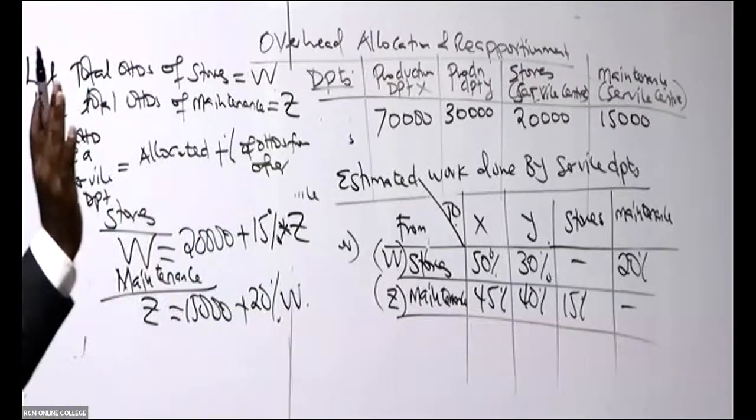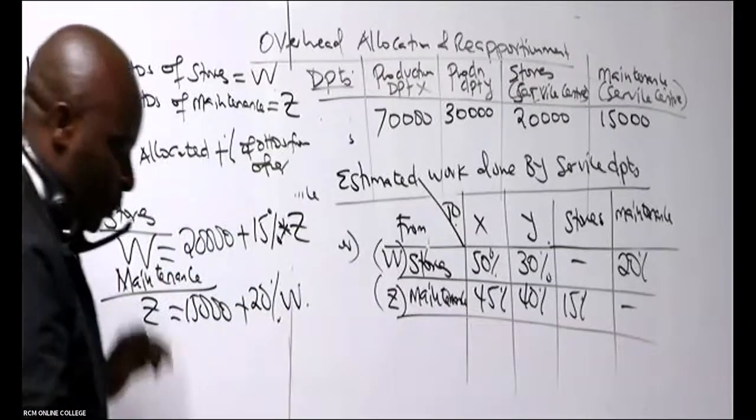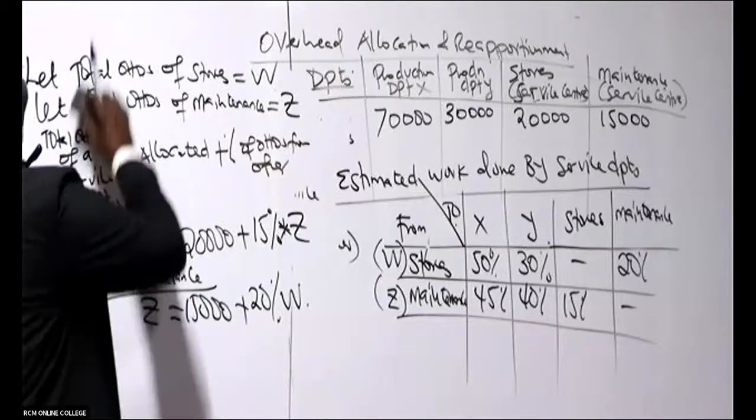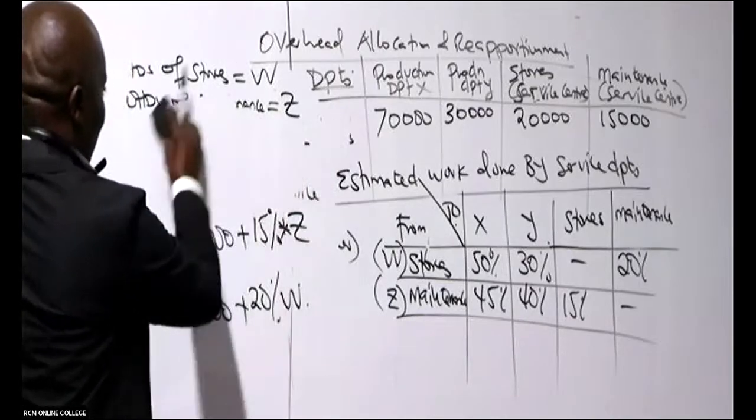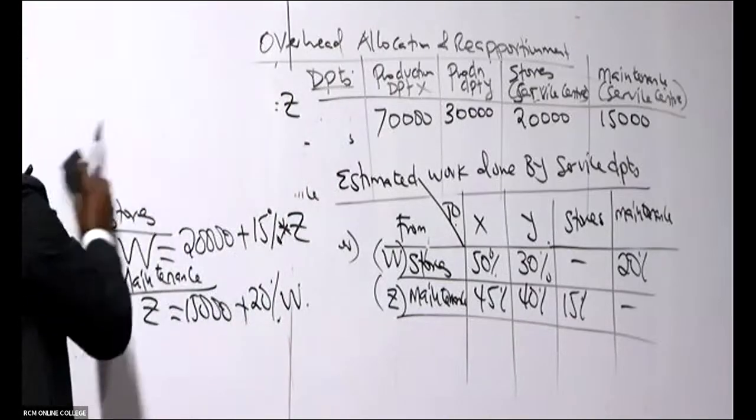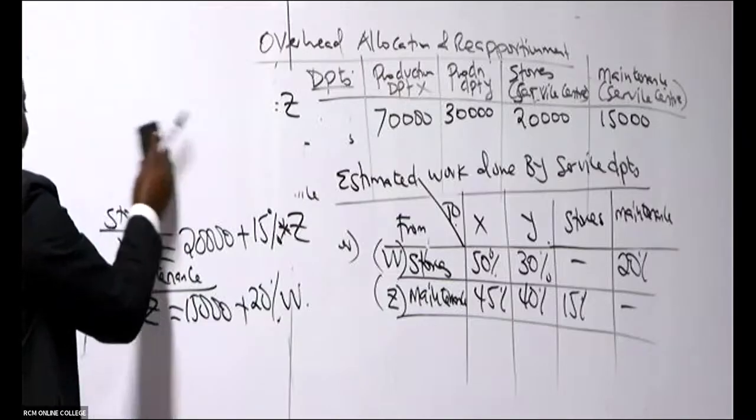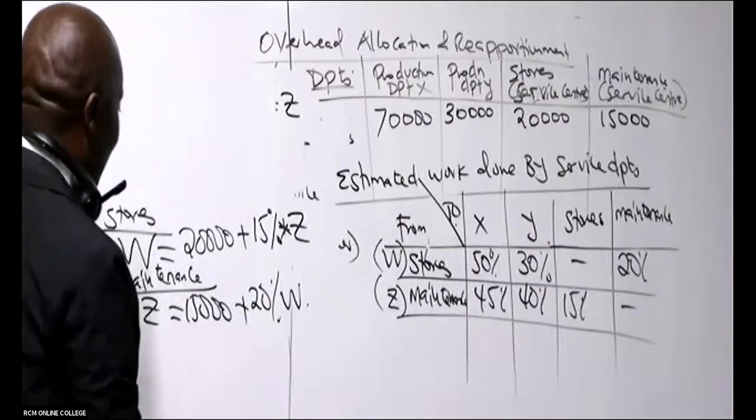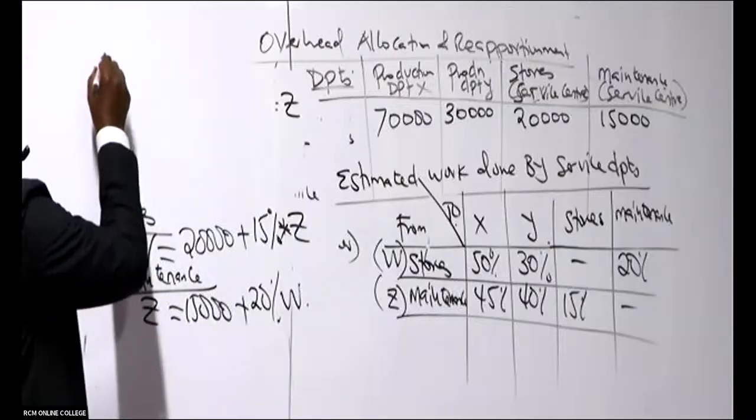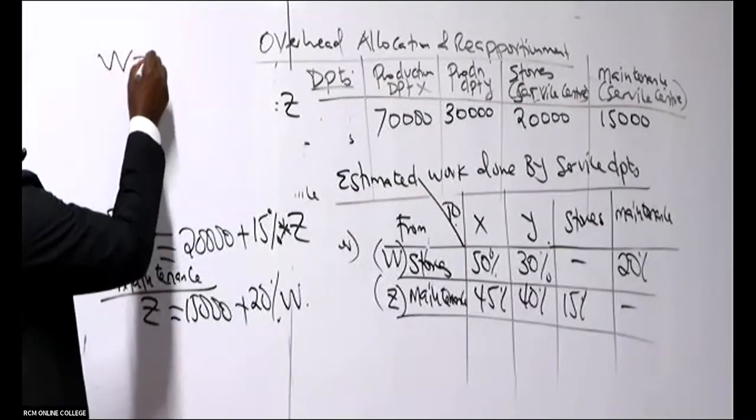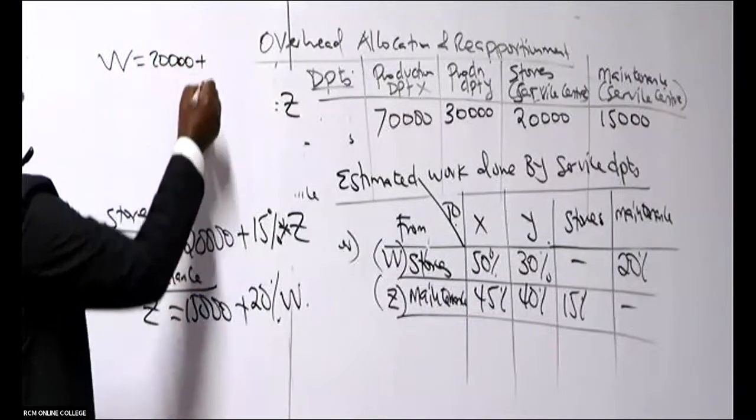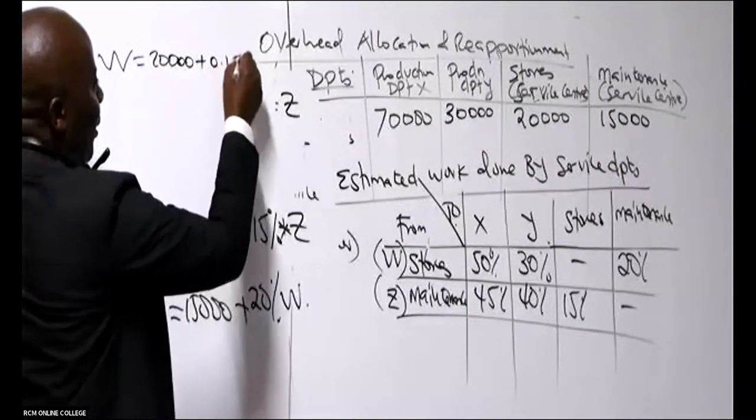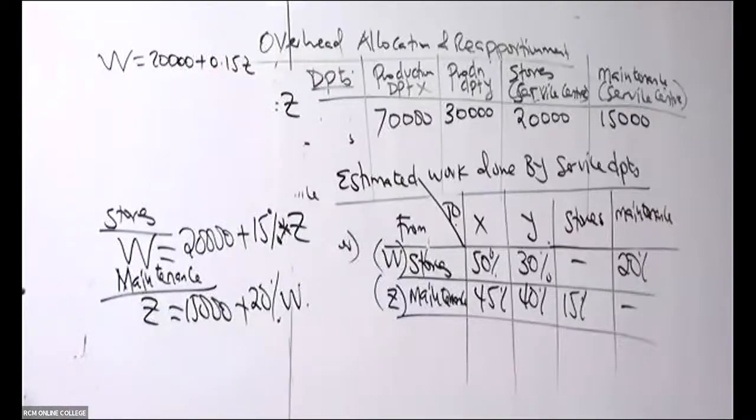I know you have not understood anything, but just allow me to explain something here. I know understanding today, zero. I'm even surprised how you guys are able to answer, but you are brilliant. Once I explain one more time, you guys will be okay. So allow me to write this way. W will be 20,000 plus what here, somebody, 0.15Z, isn't it? Yeah, that's our W.